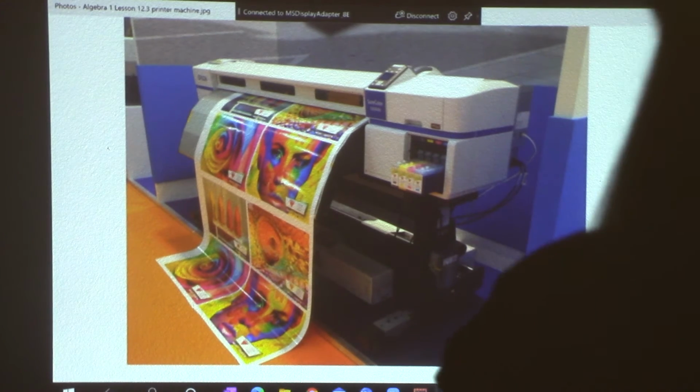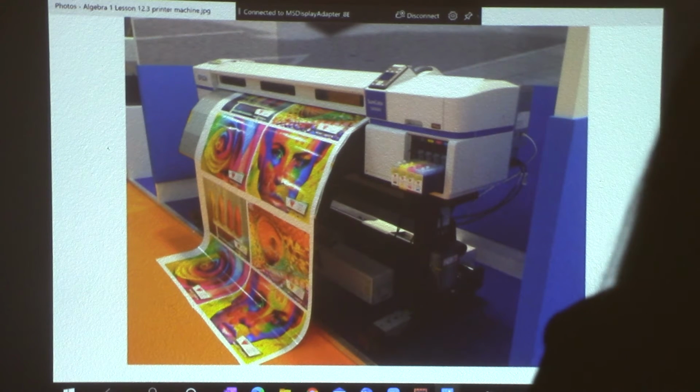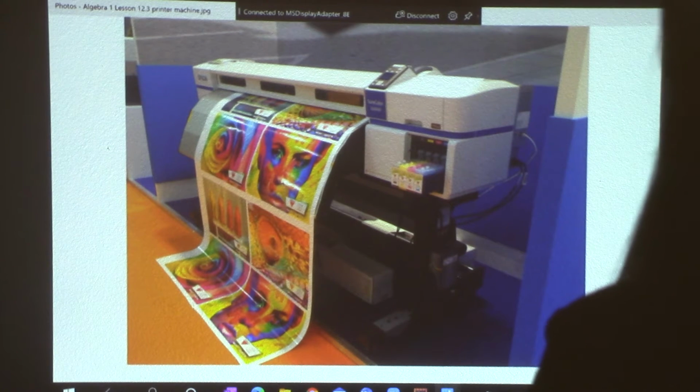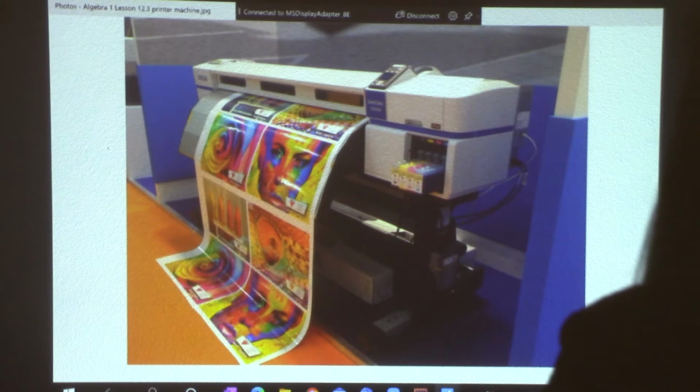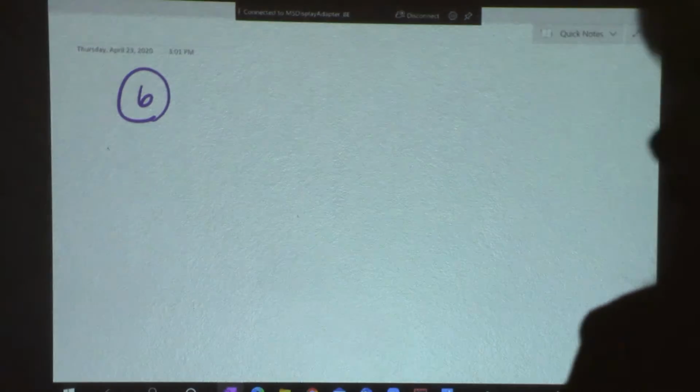Isn't this a cool picture? This is a picture of a printer and really beautiful brochures, and that's a real world problem that we would use. And so that uses the inverse function equations that we've been studying in algebra right now. So let's go to our page.